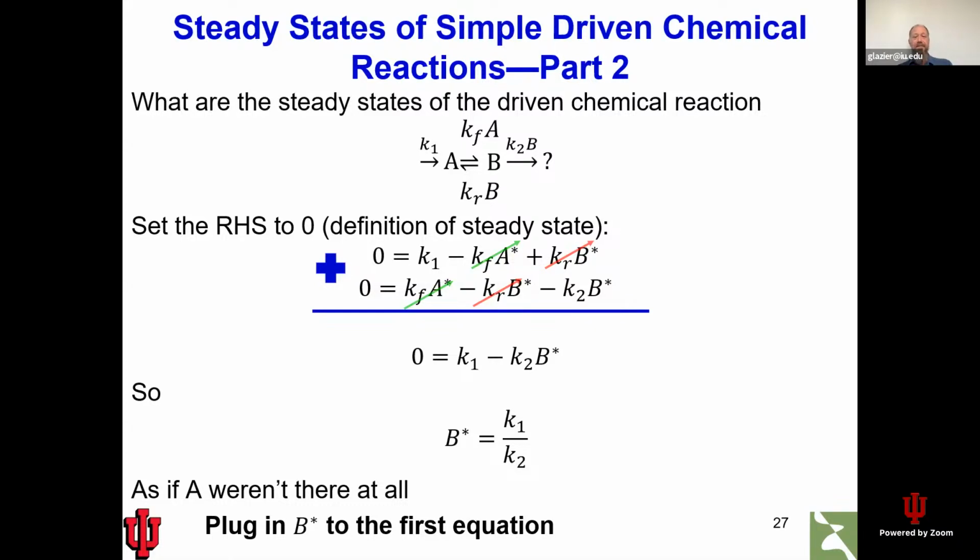Notice the only thing that's left here that matters is the source, K1, and the destruction at the far end. So those intermediate A goes to B steps don't do anything. They've disappeared.